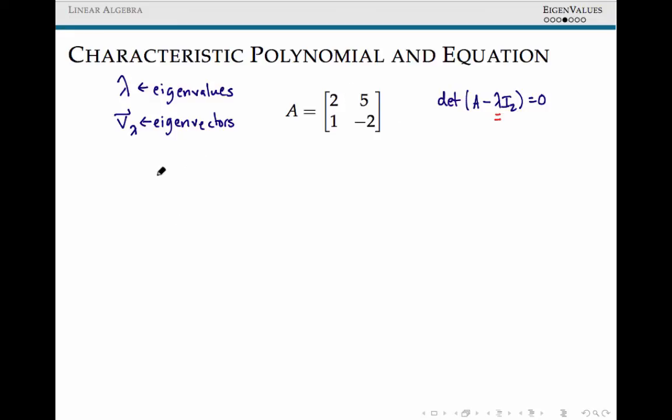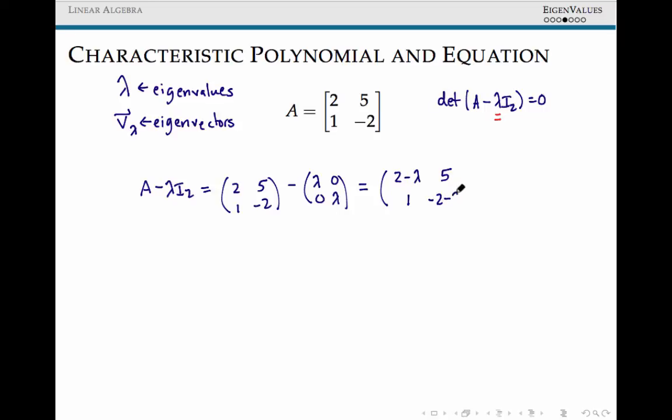So for this A, what we're going to look at is A minus lambda I2, which is [2, 5; 1, -2] minus lambda times the identity matrix. We're always going to just see lambdas along the diagonal. Note that this becomes [2 minus lambda, 5; 1, negative 2 minus lambda]. Normally you actually won't have to take this intermediate step of writing these out. You're just going to look down the diagonal of your matrix and subtract lambda from each entry on the diagonal. So this isn't something that's going to be computationally intensive to set up.